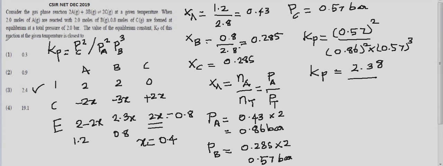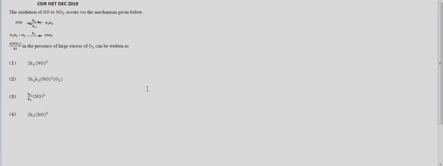So we'll see one more question from chemical equilibrium. This is the next question from chemical equilibrium. It is asking us to find the rate of the reaction, in terms of d[NO2]/dt. So for this one, step 1 is to write the rate of the reaction. So you are going to write the rate of the reaction.